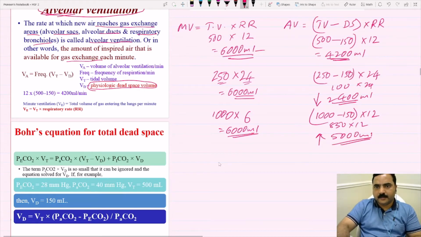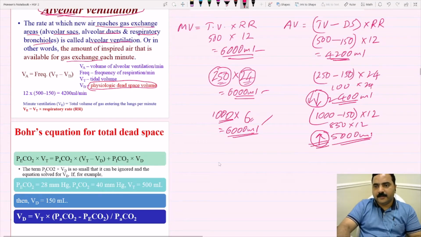In all these three cases, what happened to the minute ventilation? It stayed the same. When the person is breathing slow and deep, what is happening to the alveolar ventilation? It is increasing. Instead, when a person is breathing fast and shallow, the alveolar ventilation is decreasing, and by a lot. So slow and deep breathing will help to increase the alveolar ventilation.